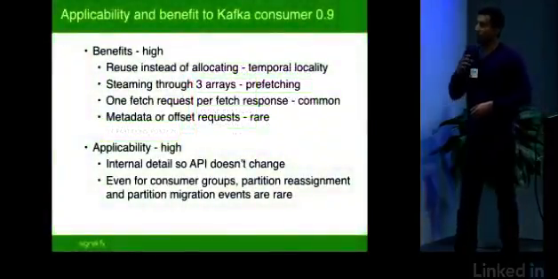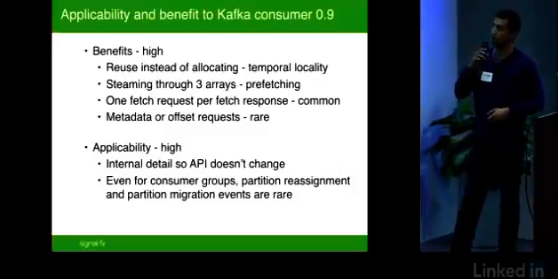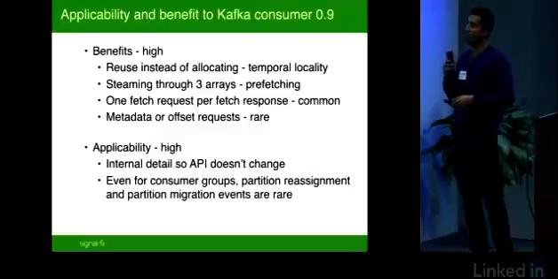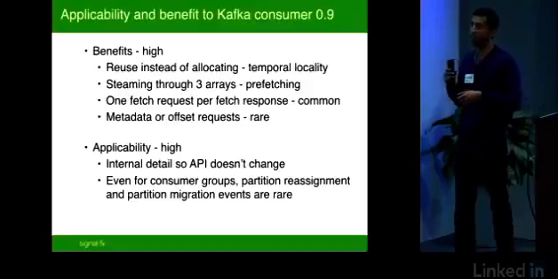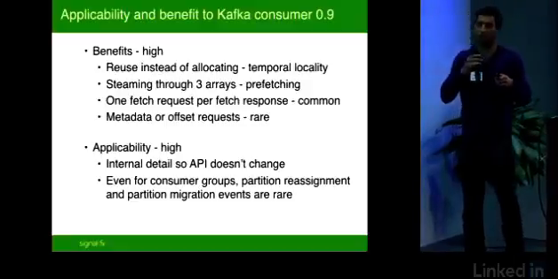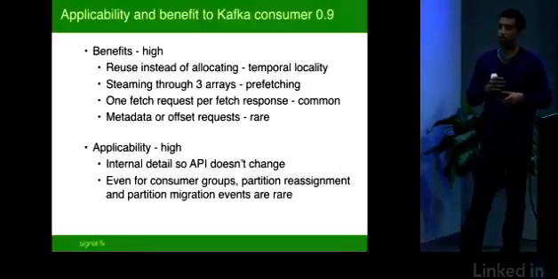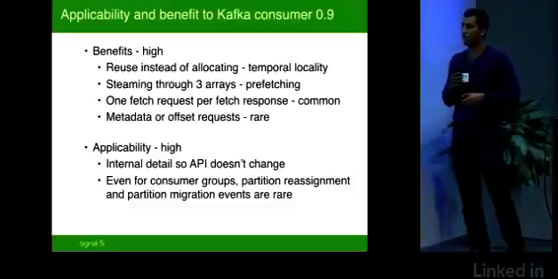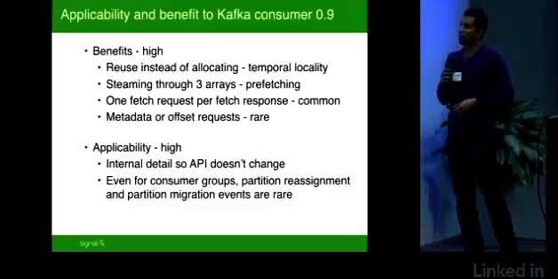So, benefits and application to the 0.9 consumer. We think the benefits are high. Reuse instead of allocating means that the buffer stays in cache. Temporal locality, we touched on that. When creating a new fetch request, this is ridiculously fast. We're just walking through arrays, and the processor is helping us by prefetching things. There is one fetch request per fetch response, so this is not some rare use case. This happens pretty often. The metadata and offset requests are probably rare, so probably not too useful.